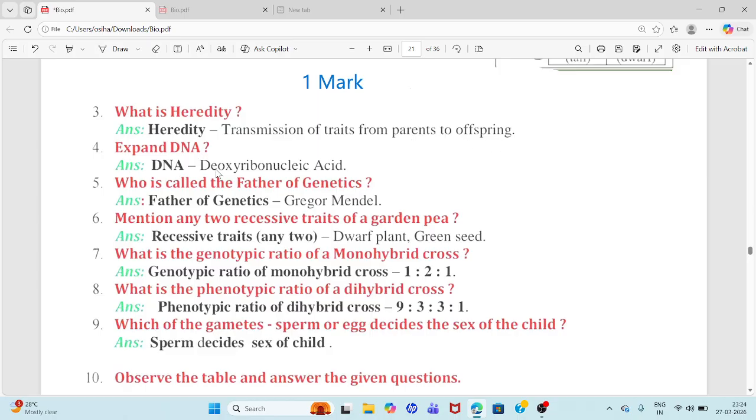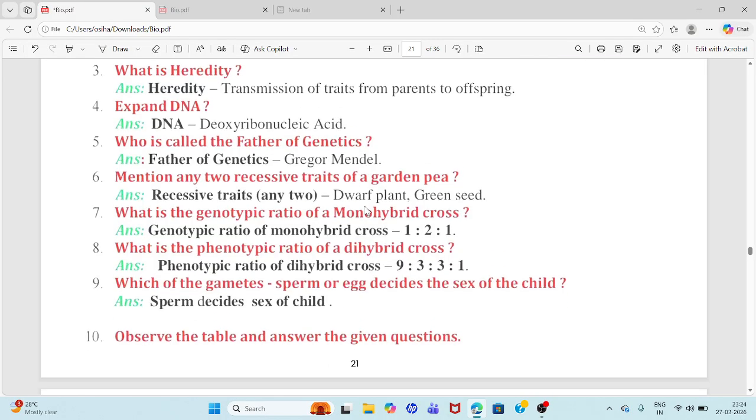Expand DNA. Deoxyribonucleic acid. N means nucleic, A means acid, D means deoxyribo, deoxyribonucleic acid. Who is called the father of genetics? Father of genetics, Gregor Mendel.